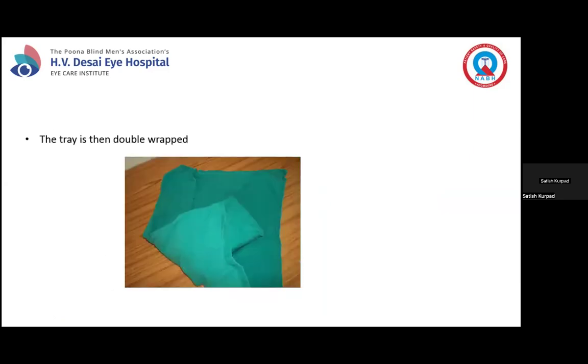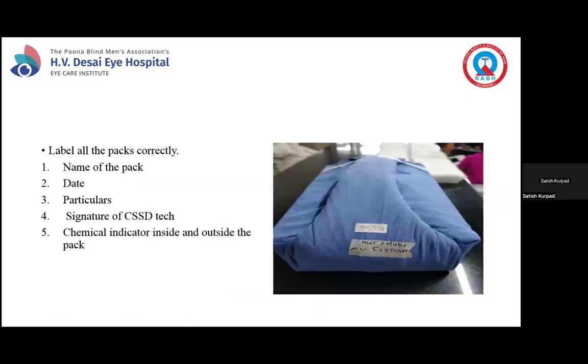Then double wrap your tray for sterilization, and label the double-wrapped instrument pack. Mostly use the name of the pack and what is packed inside, which is important. Also the date of the pack, because most eye banks use 3-day autoclaved instruments or 7 days. So you have to mention the packing date.